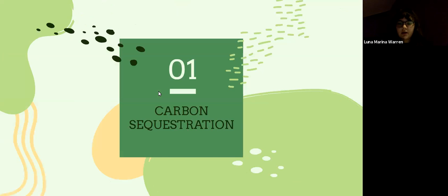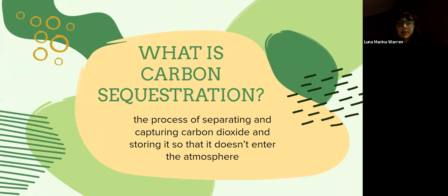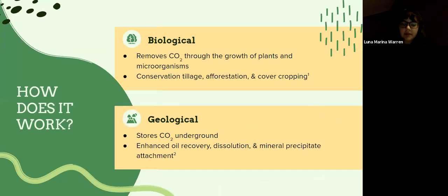All right, so there are two types of carbon sequestration, but what carbon sequestration does is separate and capture carbon dioxide so that it doesn't enter our atmosphere. And in that way, it is carbon negative, so it's not actually adding into our atmosphere.